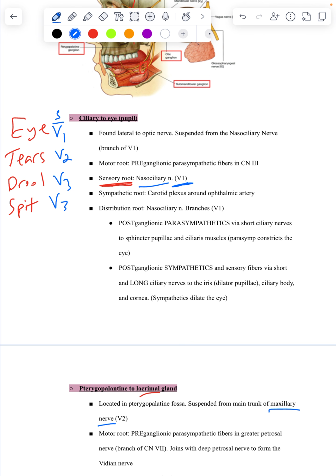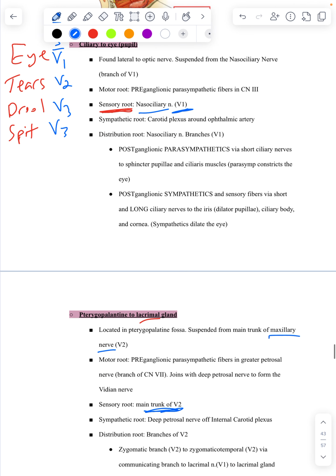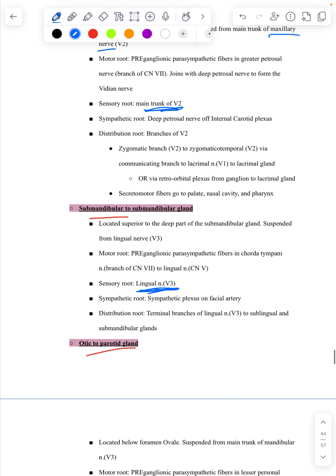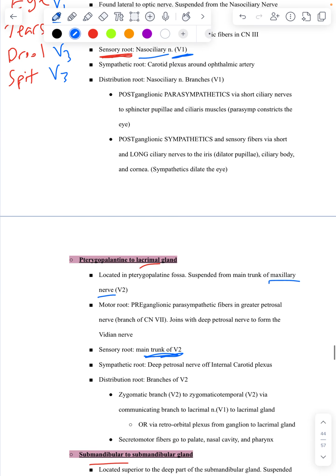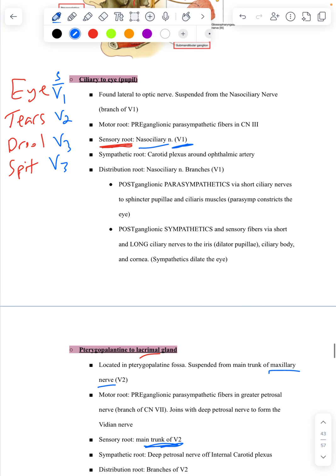Now, this stuff is kind of annoying because there's a lot to memorize, which is how I remember that it's also annoying that the mandibular nerve does not go with the submandibular. It actually goes with the otic to parotid. So the last two are V3, but this one's specifically lingual, and this one's specifically mandibular. It would have been nice if mandibular went with submandibular, but it doesn't. Okay, now that's for the sensory stuff.